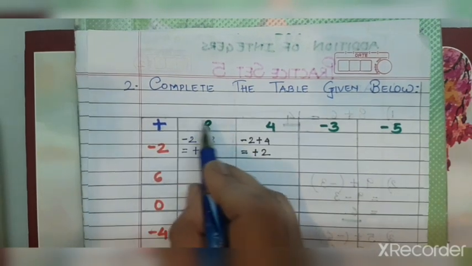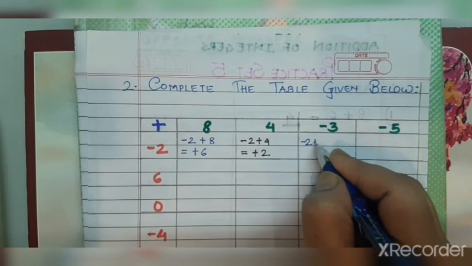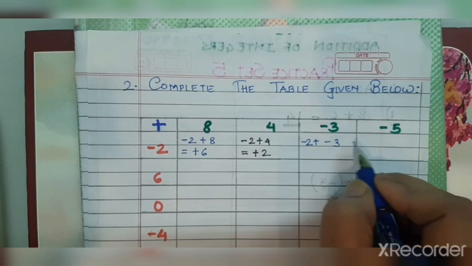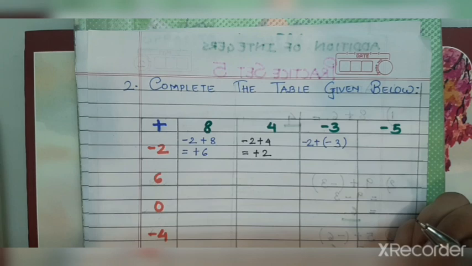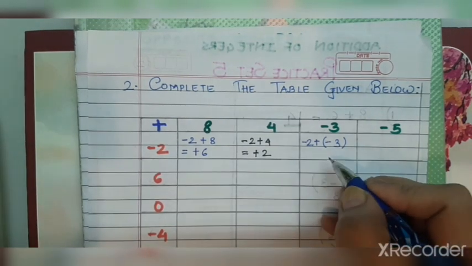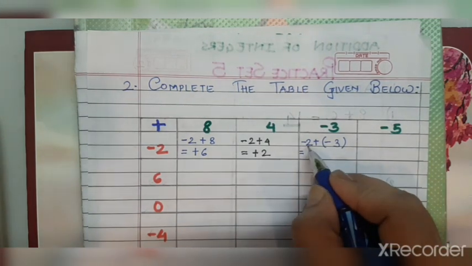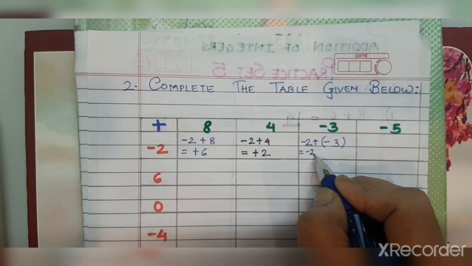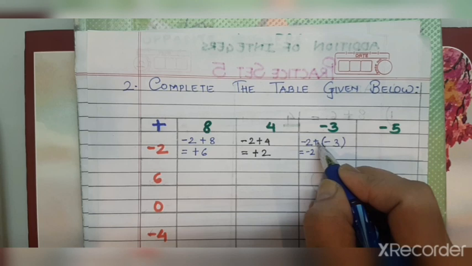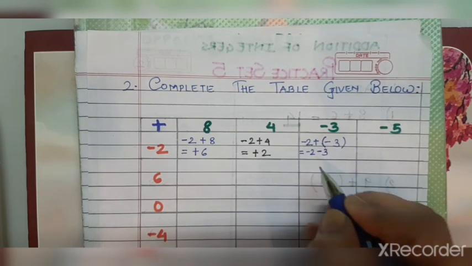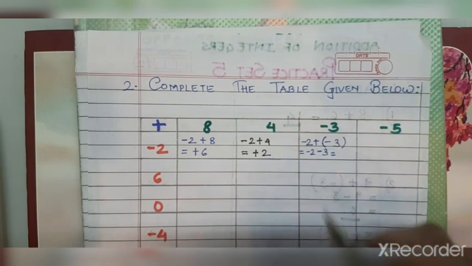Negative 2 plus negative 3 I will write here. I told you we cannot write two signs together and therefore we separate with the help of a bracket. Now first we have to open the bracket and then get the answer. So the first step to open the bracket: plus into minus. Plus, bracket is multiplication. So plus into minus, minus. I wrote negative 2 as it is, then plus into minus, minus.